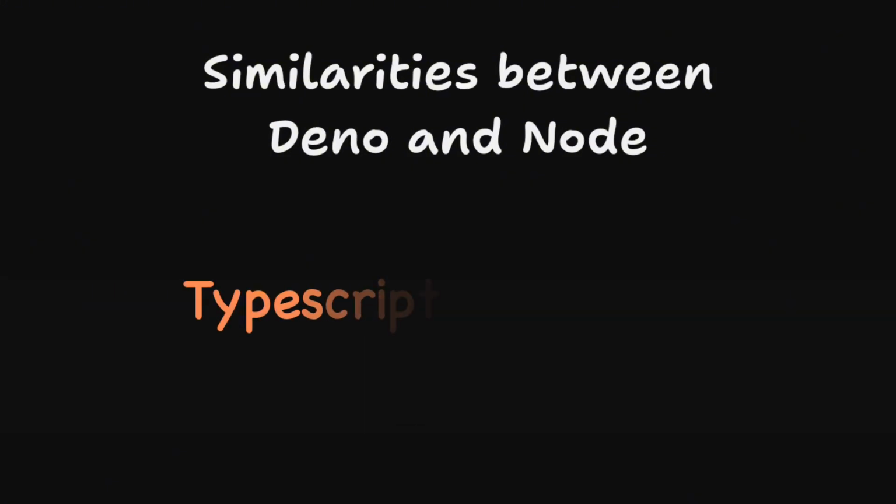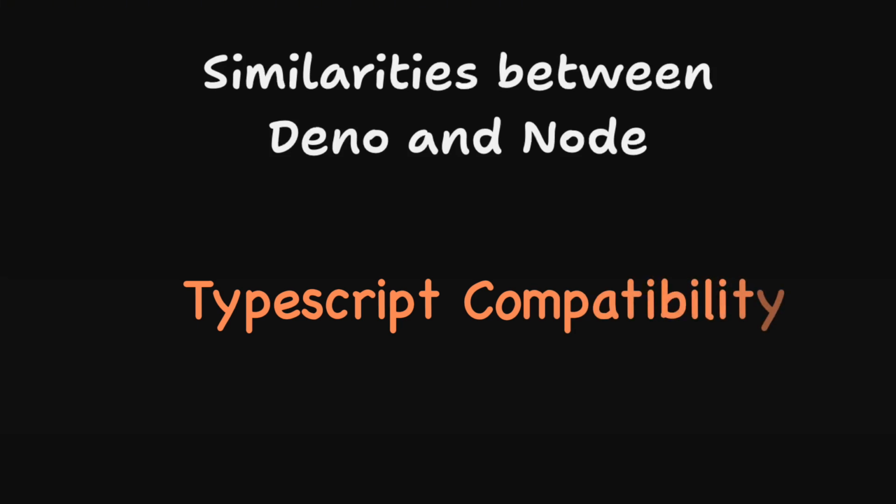Let's first understand some similarities between Node and Deno before we dive deeper. On a basic level, Deno and Node are pretty similar. Both offer package management, a system for importing modules and other third-party code, and a solid standard library. Additionally, both Node and Deno can use TypeScript. It's a popular superset of JavaScript which was developed by Microsoft.